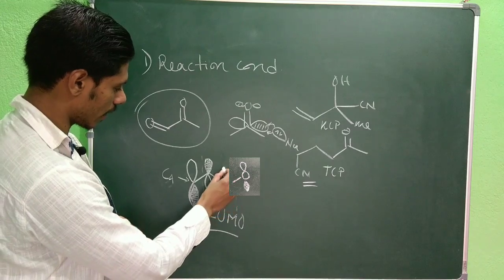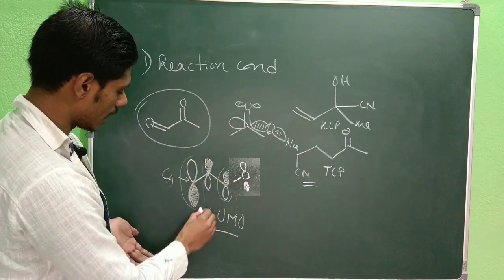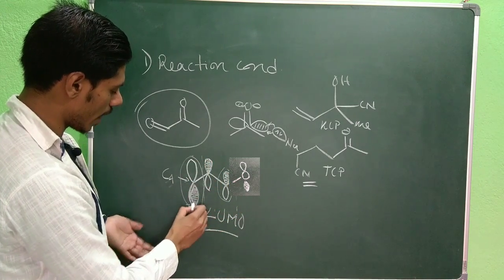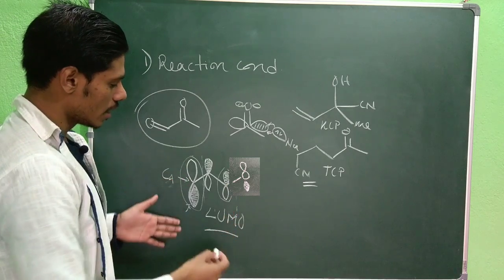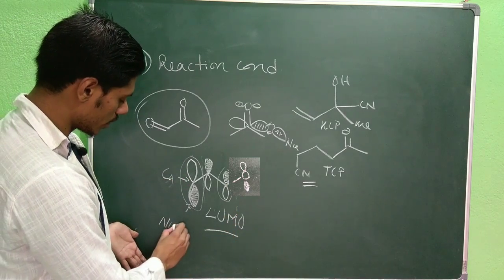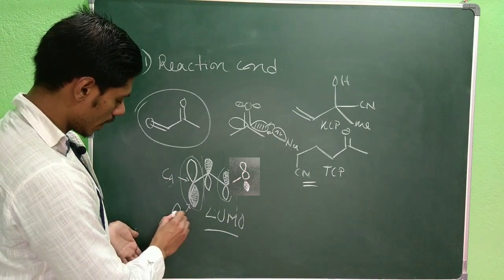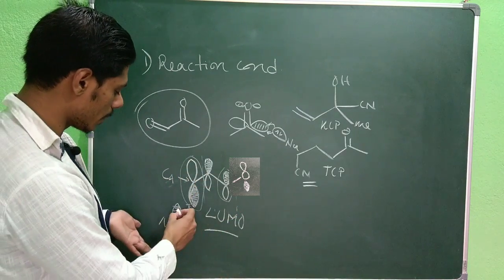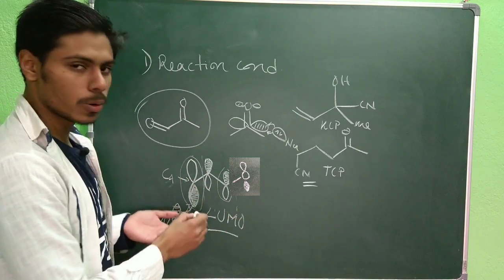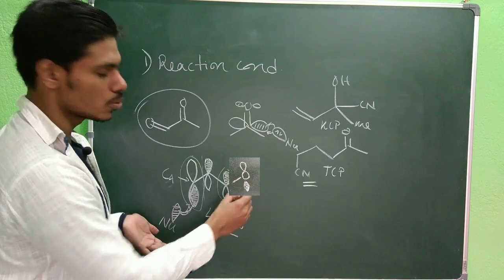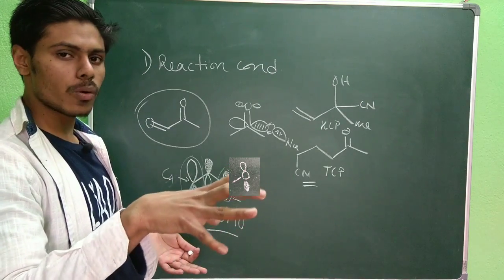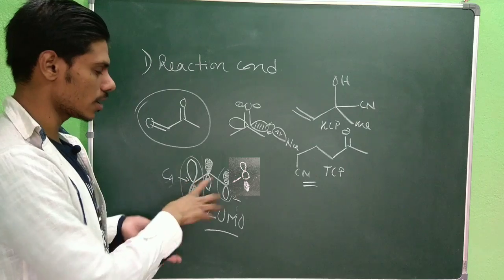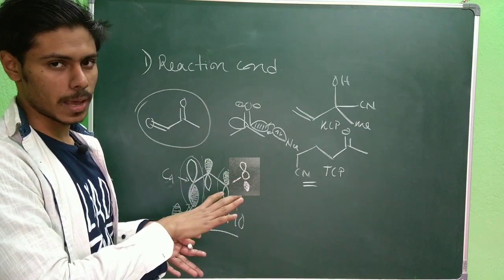So if you compare the size of this lobe and this lobe, you can see this lobe has a larger size than this. So any nucleophile which has a HOMO, in terms of orbital matching, in terms of overlap, will prefer to interact with this C4 carbon atom rather than this C2 carbon atom. So overlap will be favored at this C4 position. So that's why this 1,4 addition happens.